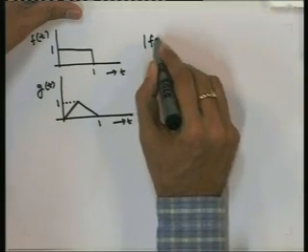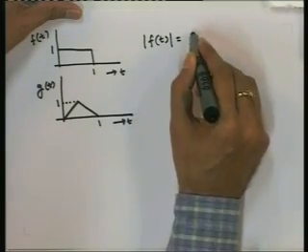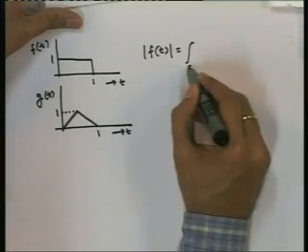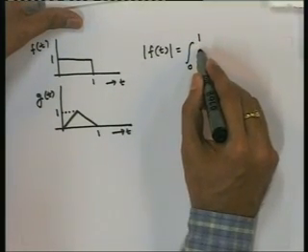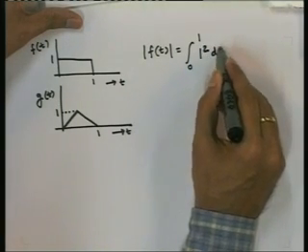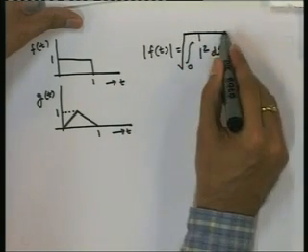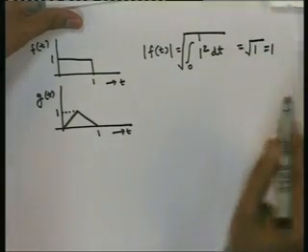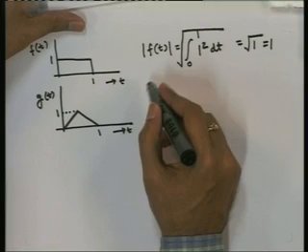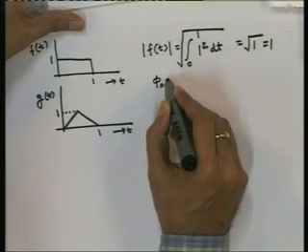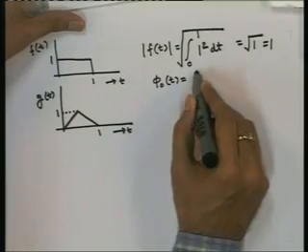So, what is the length of f t? It is the integration from 0 to 1 of 1 square, that is 1, dt, root over this. So, this is root over 1, that is 1. So, our phi naught t is f t itself.